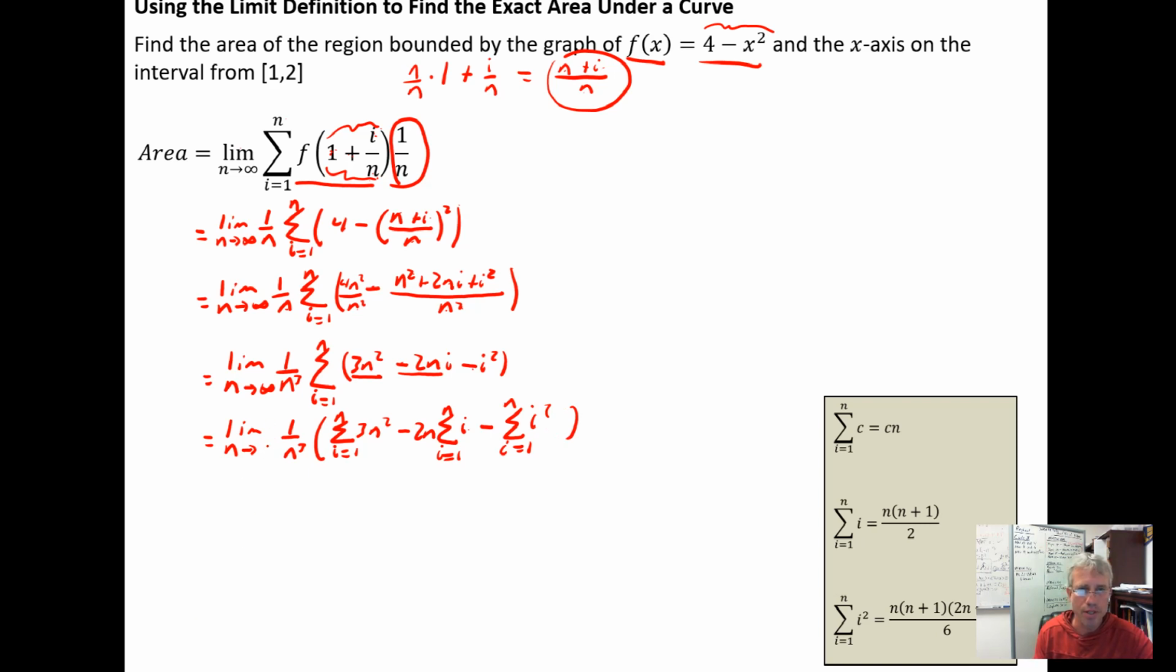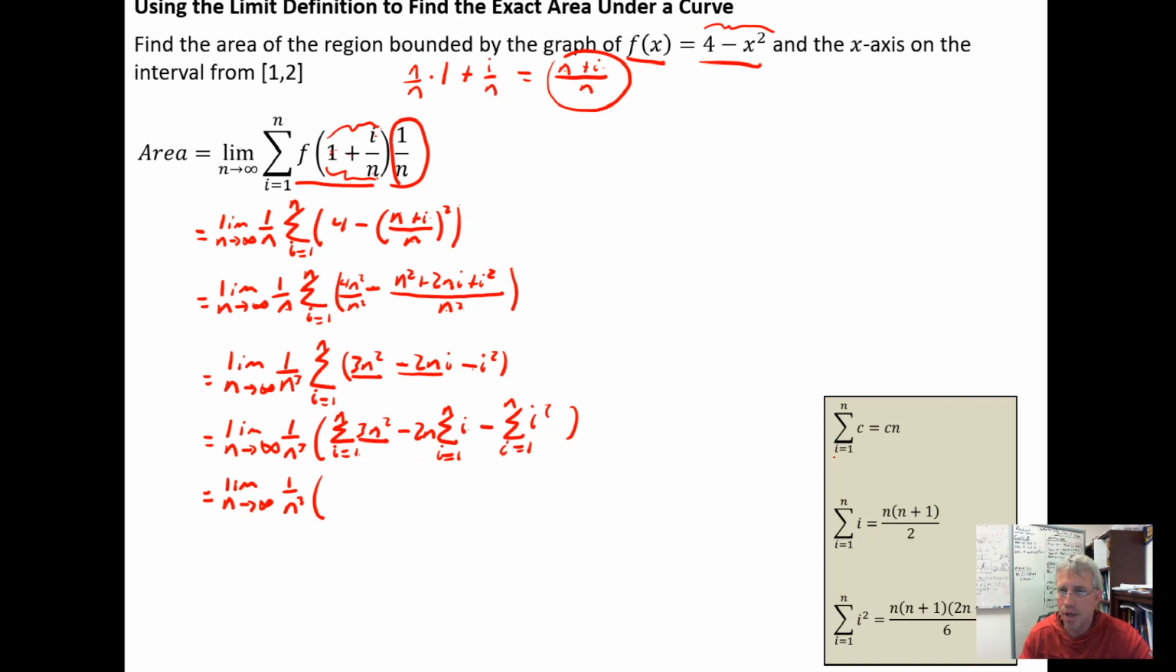And this is an infinity right here, even though it looked horrible. And once I get it to this position, I can now use the summation formulas that we developed in previous videos to simplify our calculations. So I'm going to get equals the limit as n goes to infinity of 1 over n cubed times, this is the sum from i equals 1 to n of a constant.